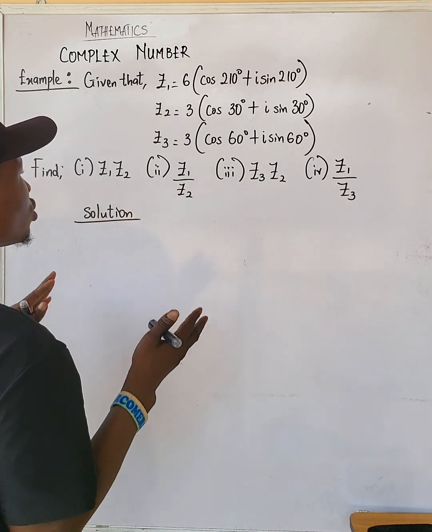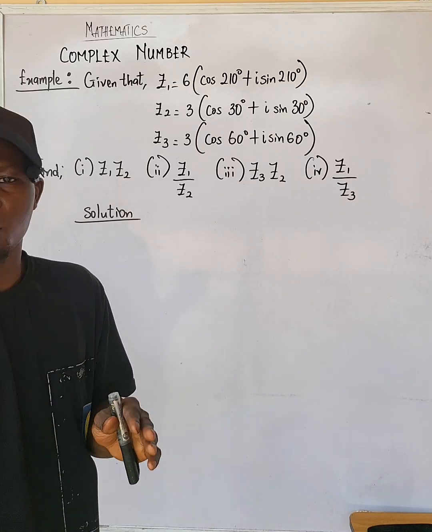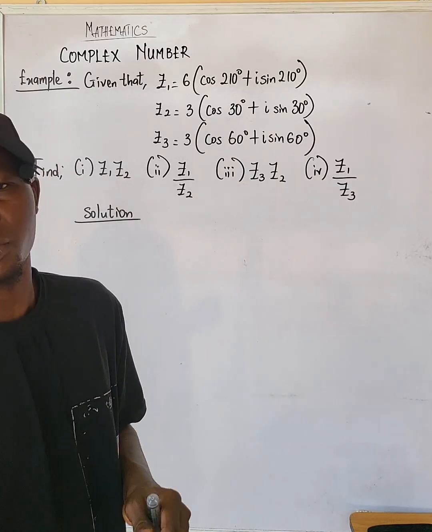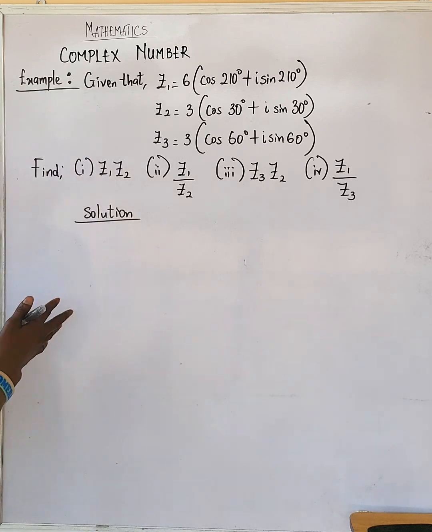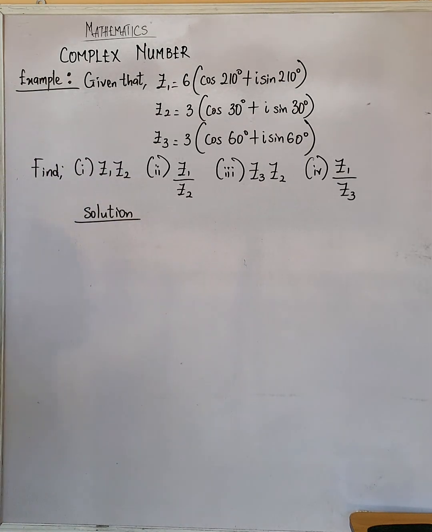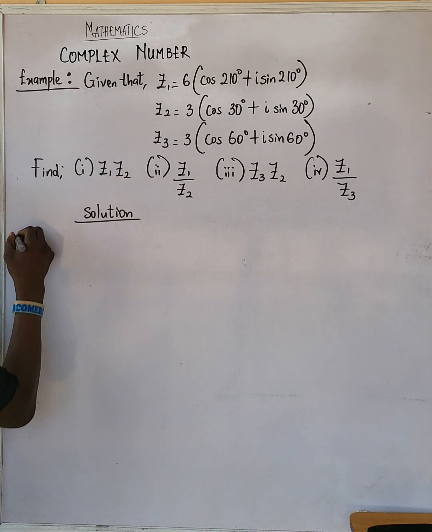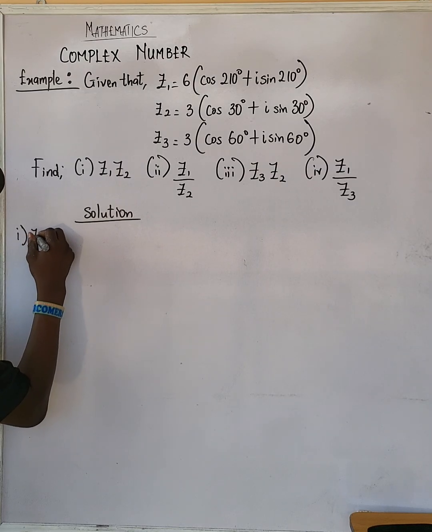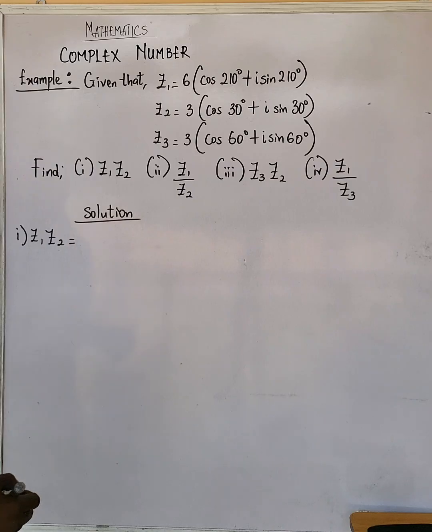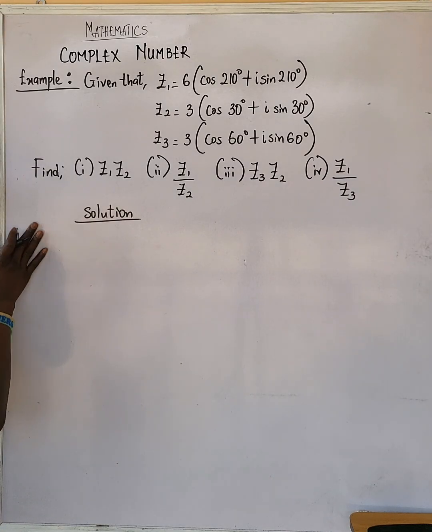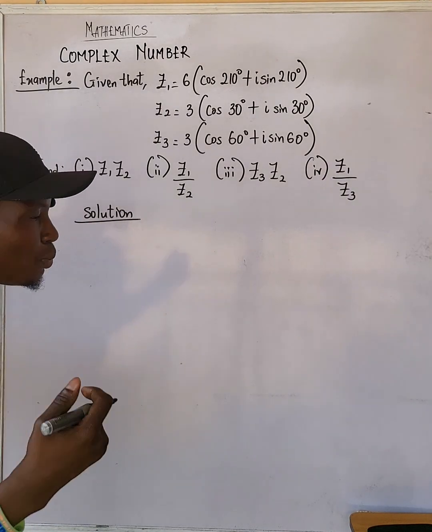So from the formula we proved under multiplication of polar form of complex number and division of polar form of complex number, with the knowledge of those formula, that's what we want to use here. Now, for Roman numeral 1, I was told to look for z1 z2. Before we even solve, let's recall those formula from what we proved.